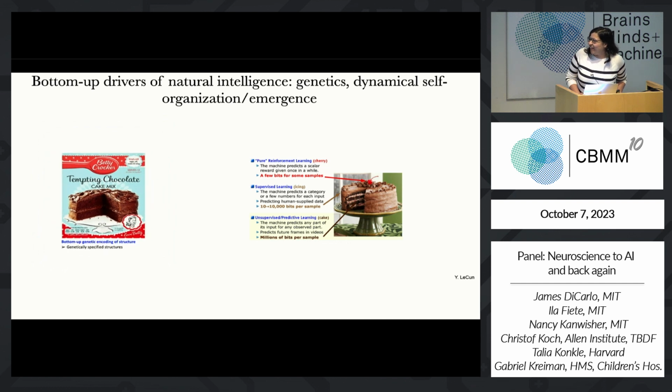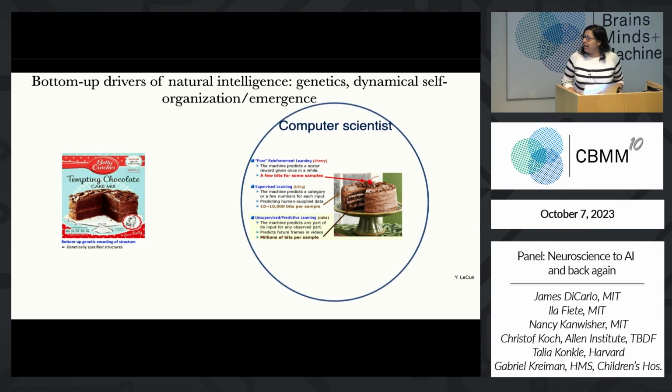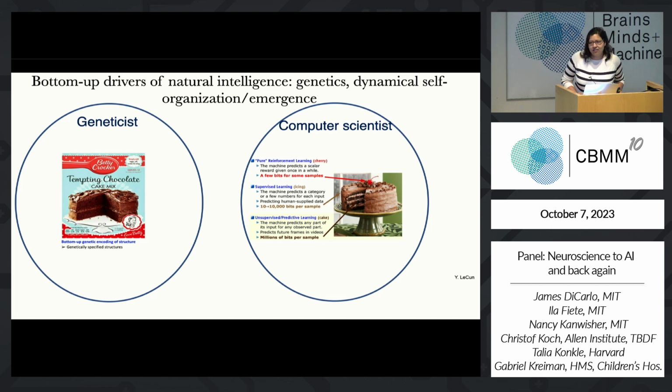But on the other hand, I would argue now as a physicist who studies biological systems and dynamics in the brain, that this is not the whole story, because anybody who's ever eaten cake and used cake mix knows there's a huge difference between the powdery cake mix and the actual cake. So what's the gap between cake mix and the cake? This is the computer scientist view. This is the geneticist view.